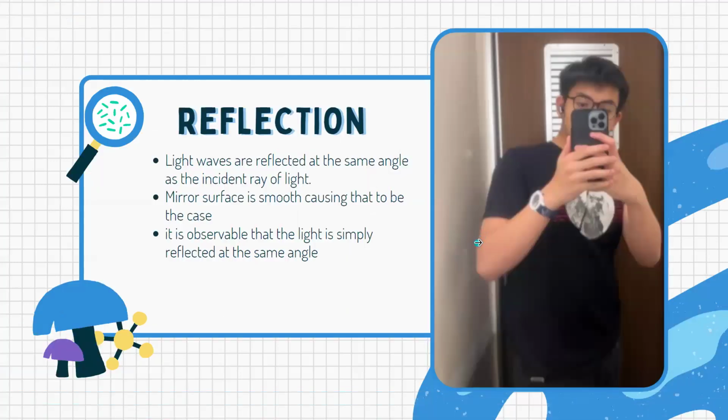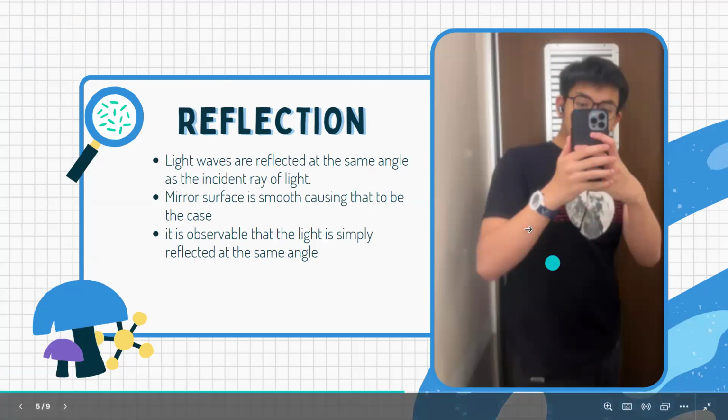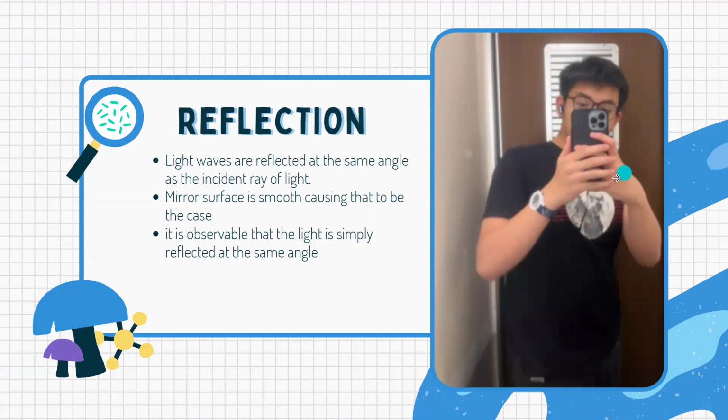The first demonstration that I can show. This is a mirror selfie. A mirror selfie, for the uninitiated, is a form of selfie that is taken when the camera takes a picture of the light waves that are being reflected by this mirror. Therefore, we have this mirrored image. And so the light waves are reflected at the same angle as the incident ray of light because the mirror is a flat surface that is also smooth. See, the mirror's surface is smooth, causing that to be the case. And the last point here is it is observable that the light is simply reflected at the same angle. Therefore, we have a mirror image.